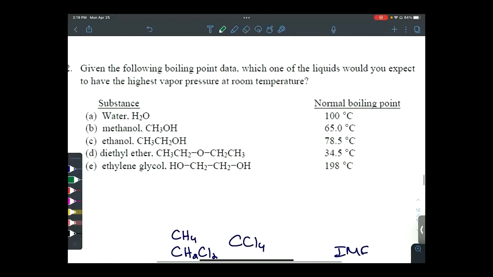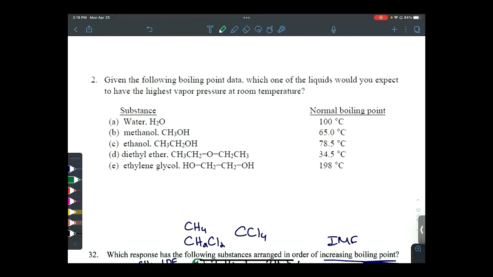Okay. All right, given the following boiling point data, which of the liquids would you expect to have the highest vapor pressure at room temperature? So again, like boiling point, automatically relate this to IMFs. When you see something about vapor pressure, or something about boiling point, it's related to intermolecular forces in your sample. So as intermolecular forces go up, vapor pressure trends how?